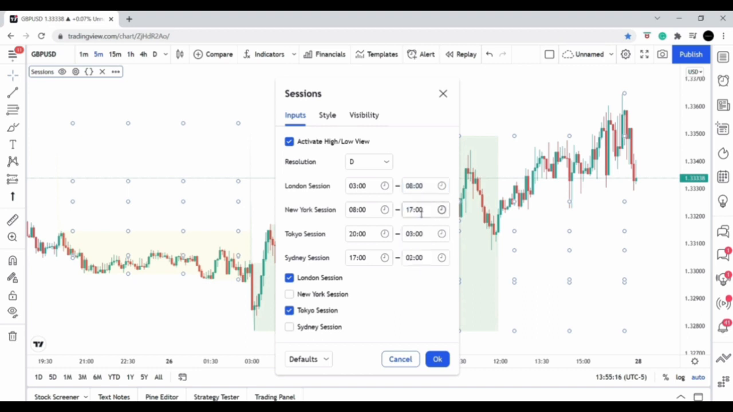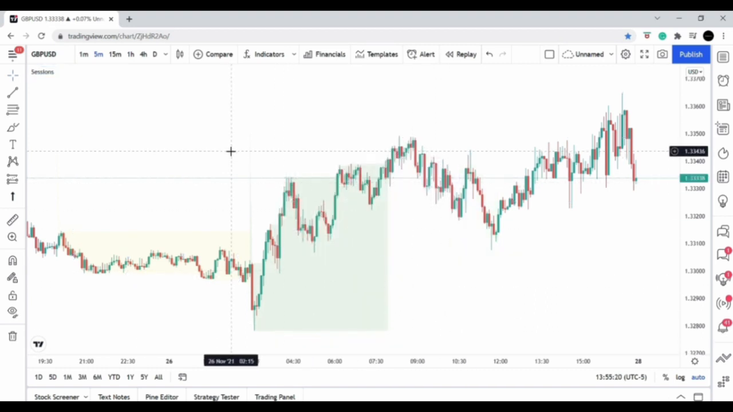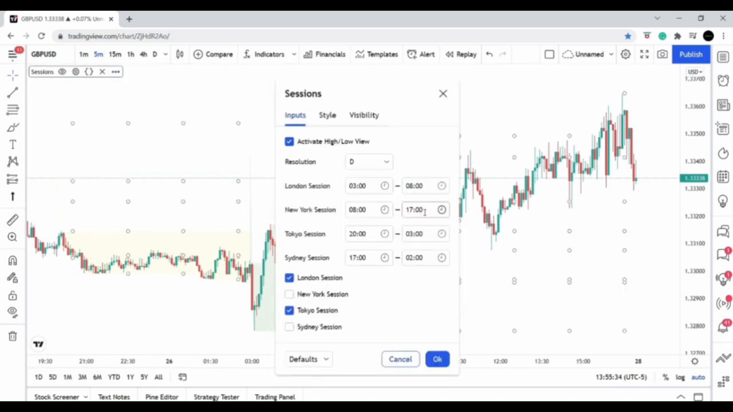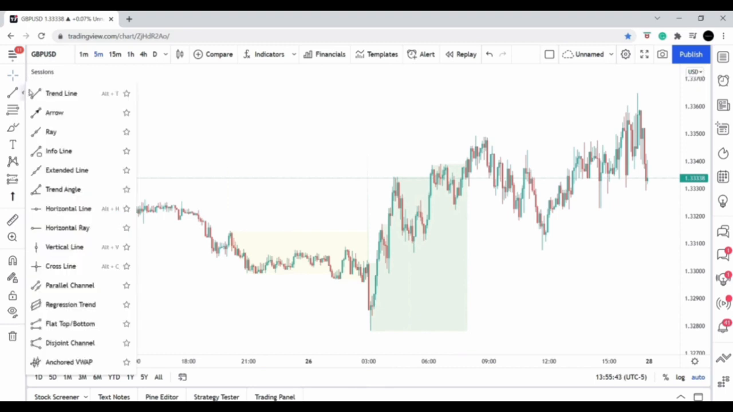So that's how you do it, guys. I'm doing this from scratch. I forgot. I had it before, but I'm doing it from scratch now, so I forgot all about it. So when the session starts right here, you have to put that in the settings right here. Now we are marking down the highs and lows of the session.